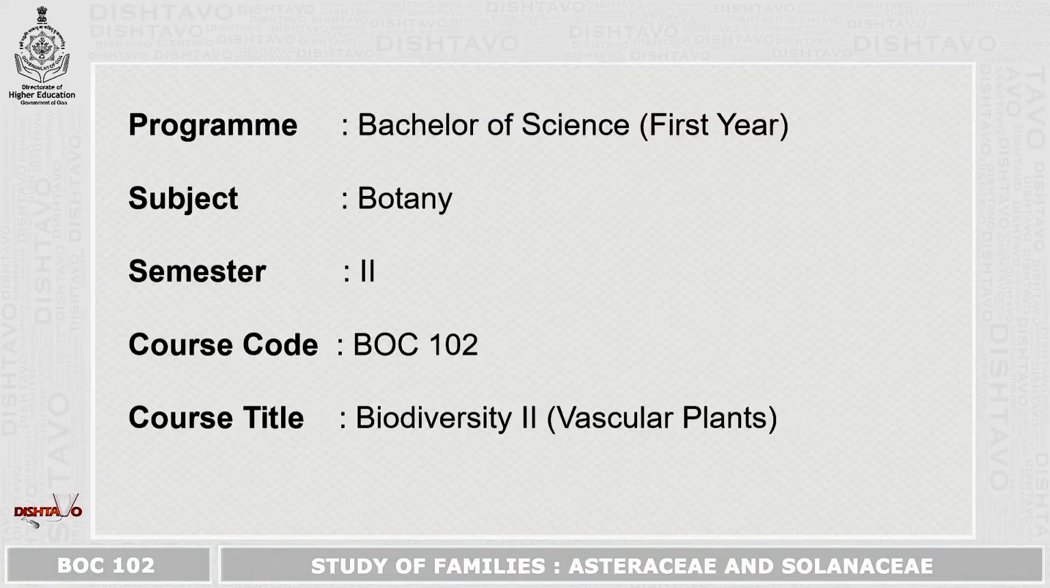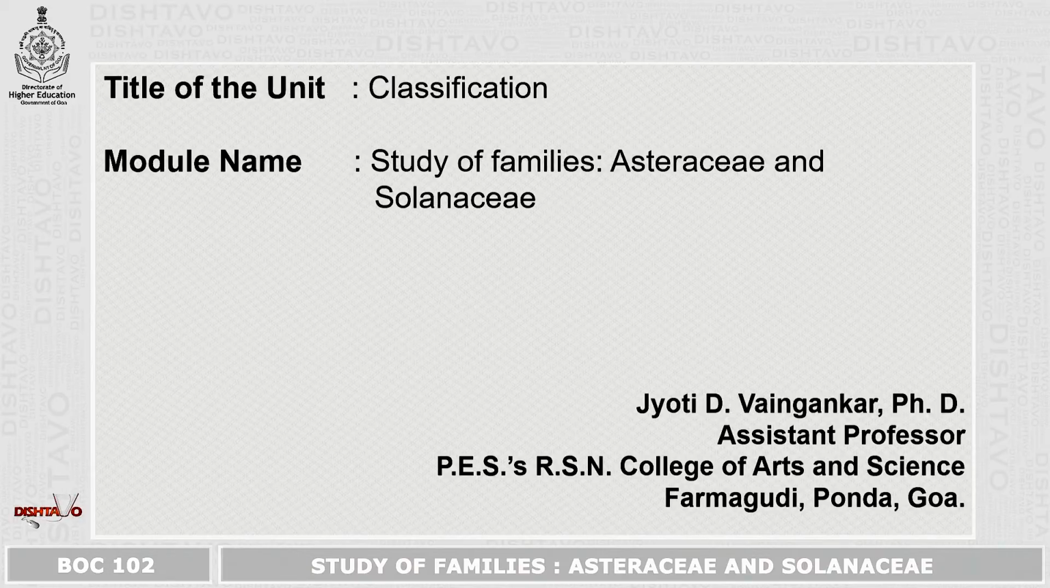I am here to present a module from the program Bachelor of Science. Subject is Botany, Semester 2. Course code is BOC 102. Course title is Biodiversity 2. Title of the unit is Classification. Module name is Study of Families Asteraceae and Solanaceae.